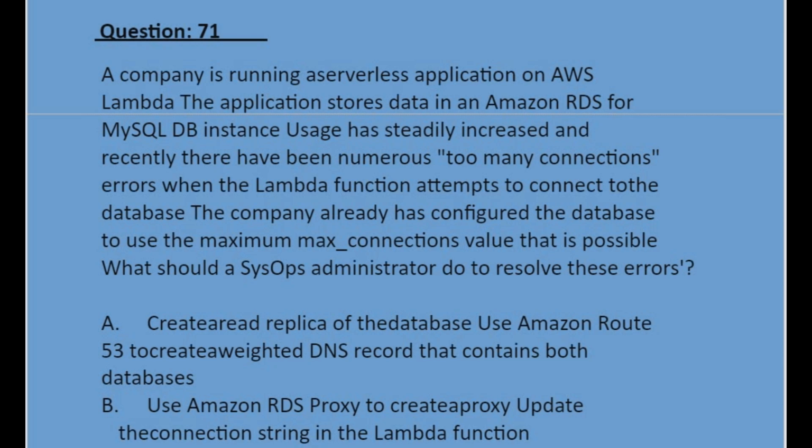Question is, a company is running a serverless application on AWS Lambda. The application stores data in an Amazon RDS for MySQL DB instance. Usage has steadily increased, and recently there have been numerous too many connections errors when the Lambda function attempts to connect to the database. The company already has configured the database to use the maximum max_connections value that is possible. What should a SysOps administrator do to resolve these errors?